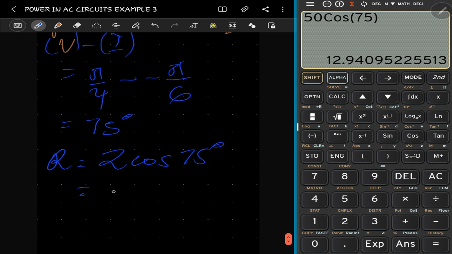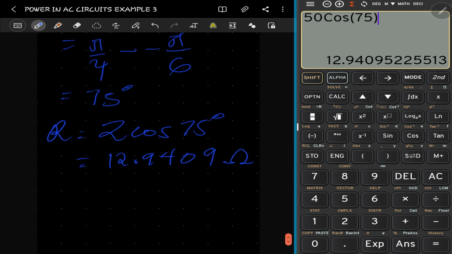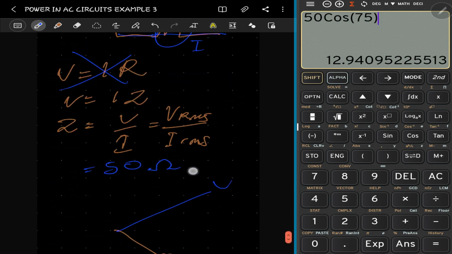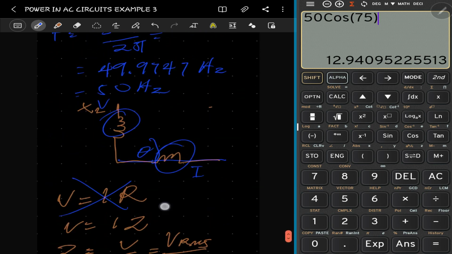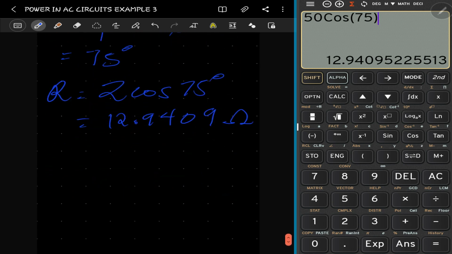Let's do 4dp. So that's 12.940. Let's do about 9 ohms, right? And now that we have this, we know that in order for us to find the inductance, we need XL, which is inductive reactance, right? So we need XL. We know XL is equal to Z sine 75, right?